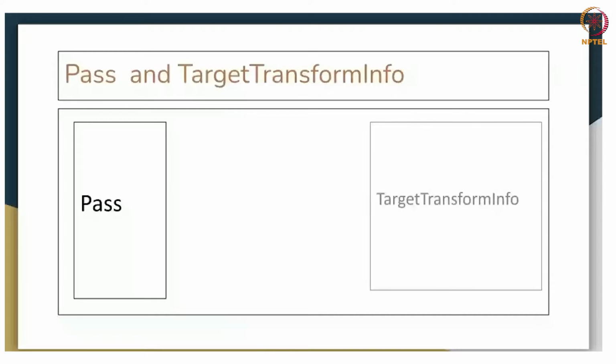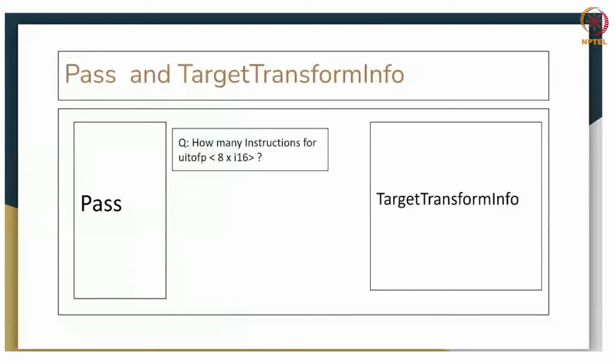So a pass and target transform info, it's like the target transform info class here. A pass can query, like, how many target or machine instructions are needed for this LLVM IR instruction. So this can be a query to the target transform info class for a given target. Then the answer could be like 8.